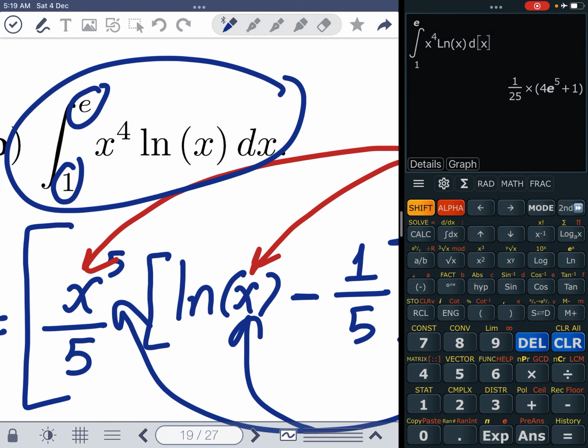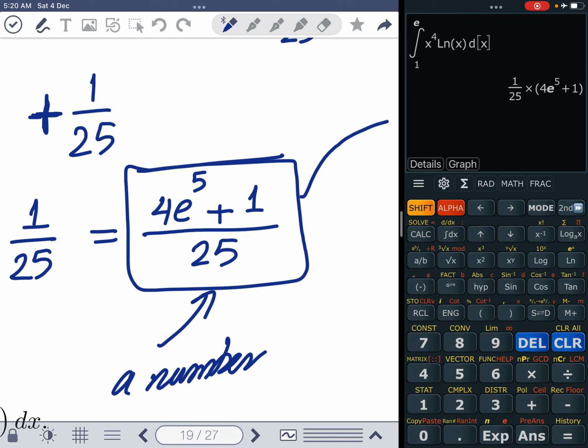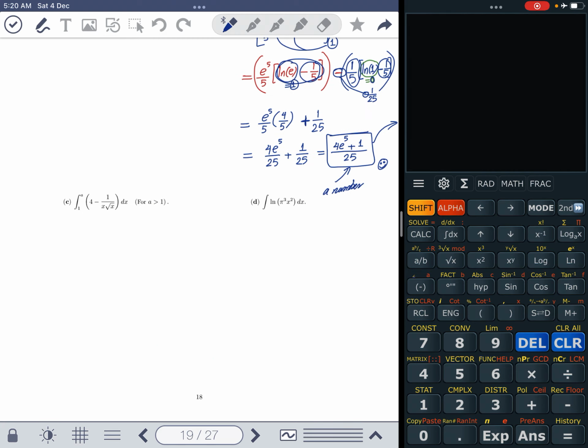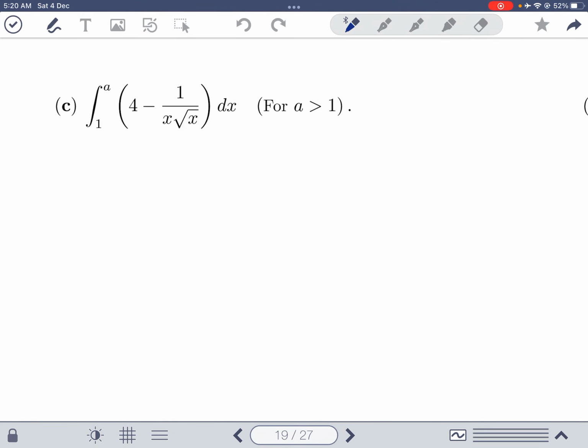Yeah, 1 over 25 for e to the 5 plus 1, the same. Perfect. With a happy face. Correct. Okay, so we will go now to the third part, C.